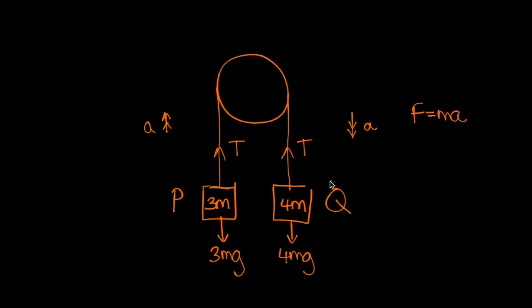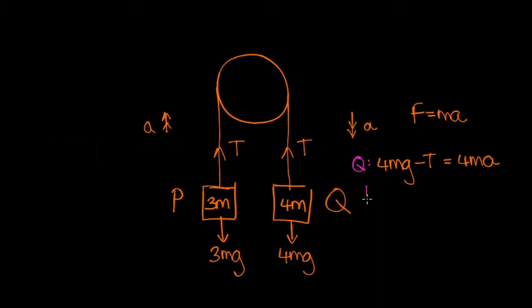If we just consider Q for the time being, the forces acting on Q, we have the weight and we have tension. And since Q is accelerating down, let's take down to be our positive direction. So we have positive 4mg, and we have negative tension opposing it. So 4mg minus T is equal to the mass times acceleration. So the mass is 4m, the acceleration is a. So this equation is describing the motion of Q.